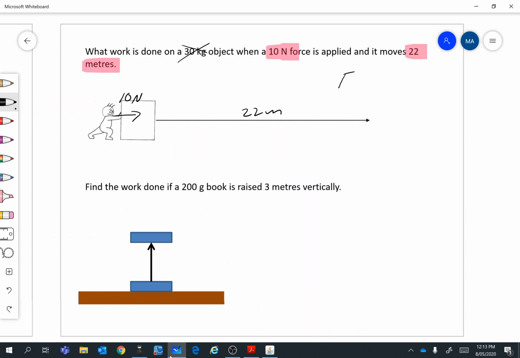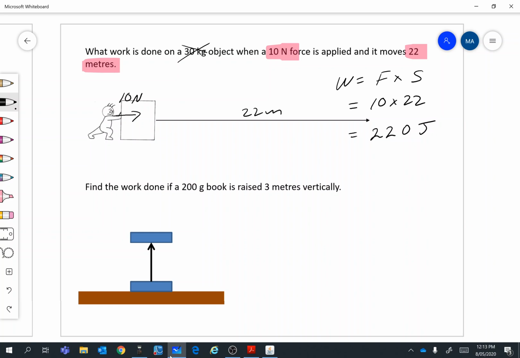So work is equal to force times displacement. So in this case, 10 newtons times 22 meters, so 220 joules of work is done. Right, so you saw in the definition that work is measured in joules. It's a unit of energy, and it's a scalar quantity, so no direction required there.